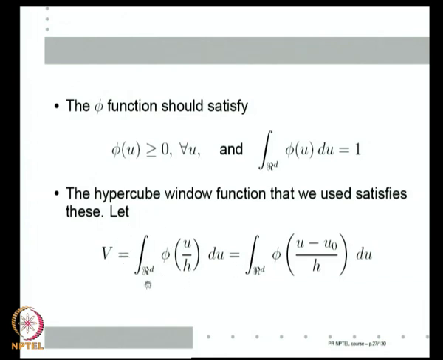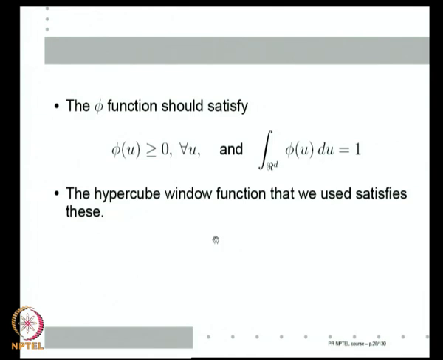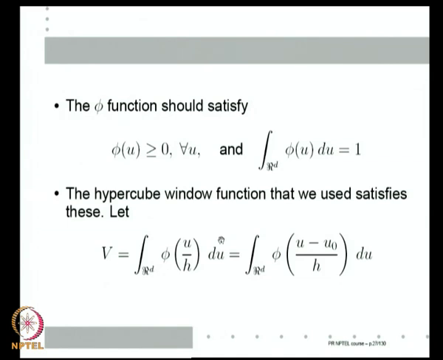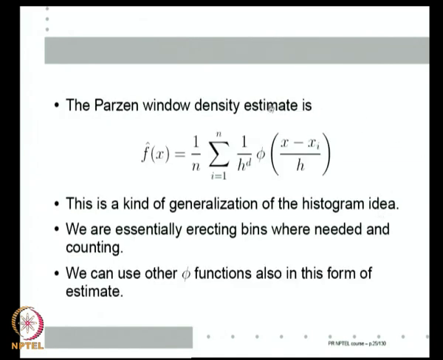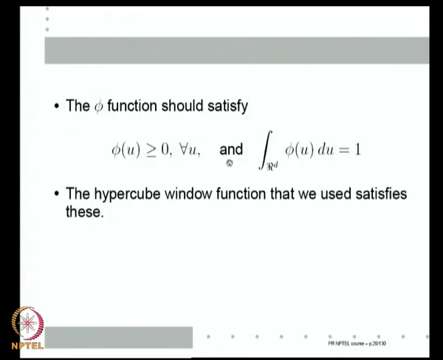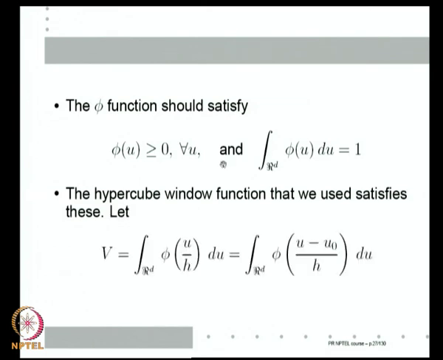because this integral is over all R^d, a translation does not make any difference. So, the integral of phi(u/h) du is the same as the integral of phi((u − u0)/h) du. You can simply put u − u0 equal to u prime, then du will be du prime, and the integral will still be over R^d. So, if a function phi satisfies this, and the integral of phi(u/h) du over R^d is V, then this density estimate with this 1 by h^d replaced by 1 by V would be a proper density.